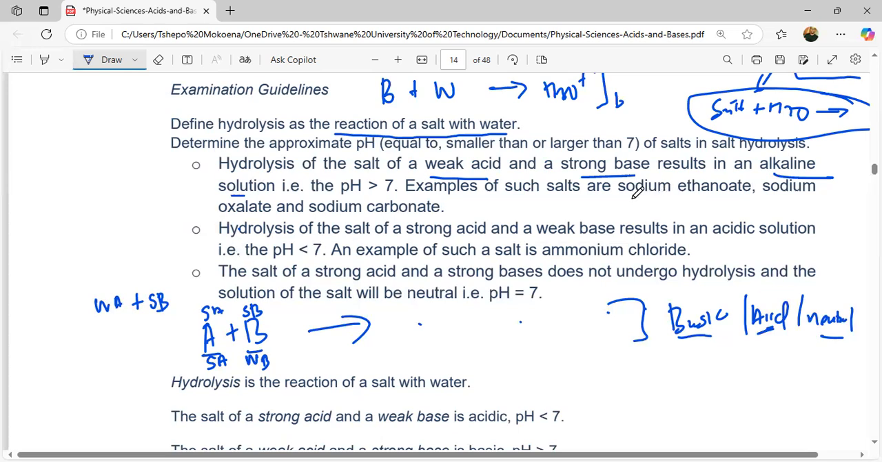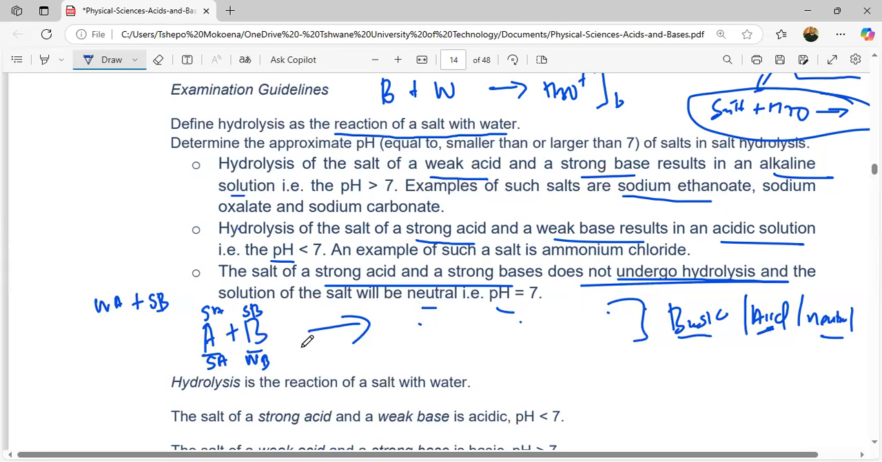For example, sodium ethanoate. And then if you have a strong acid and a weak base, the solution will be acidic. The pH will be less than 7. If you have a strong acid and a strong base, there will be no hydrolysis and the solution will be neutral. Then you're going to have a pH of 7.